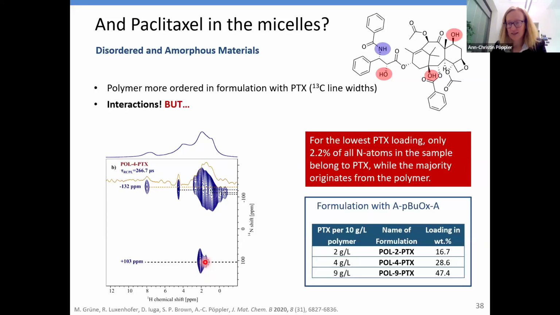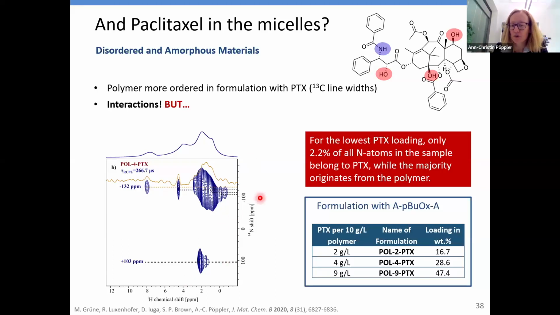So we thought, great, and started to discuss and interpret. And then we realized, wait a moment, if we have this low paclitaxel loading, it means that only roughly 2% of all nitrogen atoms in our whole sample belong to the drug molecule, while the 98% belongs to the polymer because of all the repeating units.